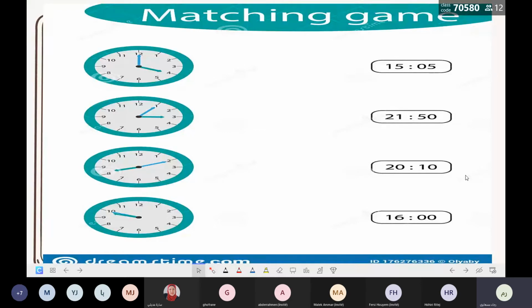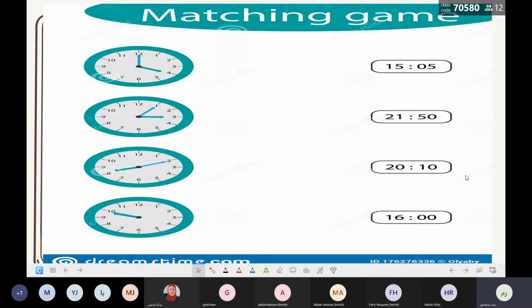10 past, sorry, yeah, past 8. 10 minutes past 8. And the last one, it is 4 o'clock. 4 o'clock. Okay, let's start with the time of the first picture.